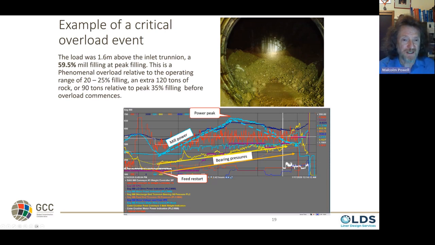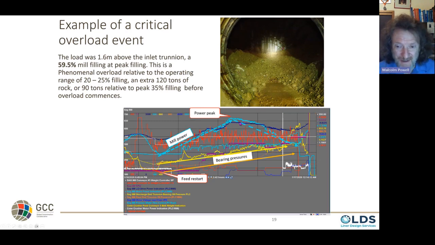So it's 90 tons above a 35% filling. This thing was at 59% filling. So these can happen. This was a lack of understanding by the operator, but also the control system should easily pick this up. Plus, it turned out the safety limit on the bearing pressure was completely wrong. So a number of factors came together to lead to this.